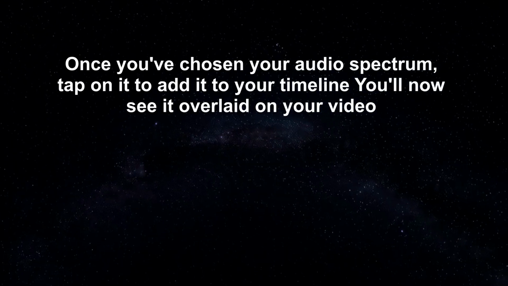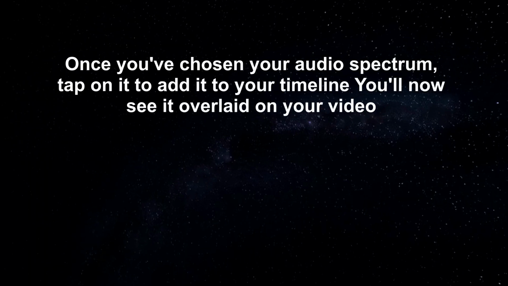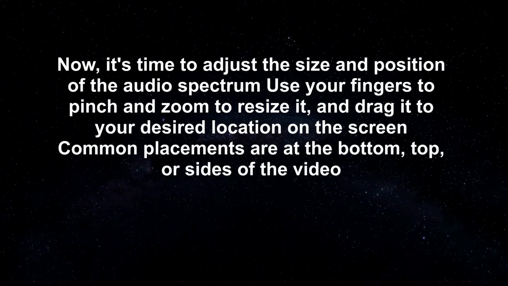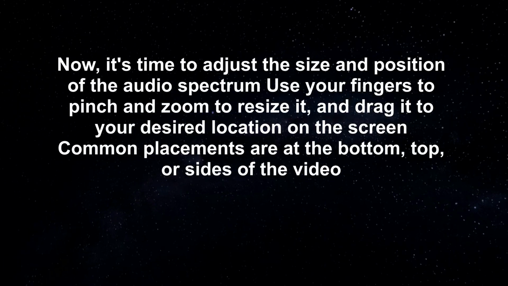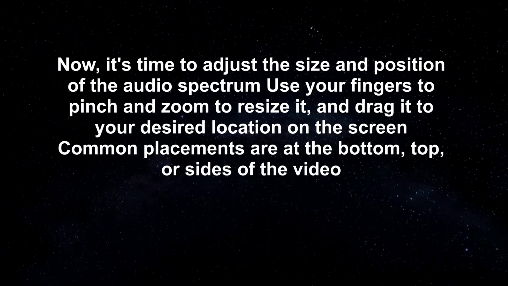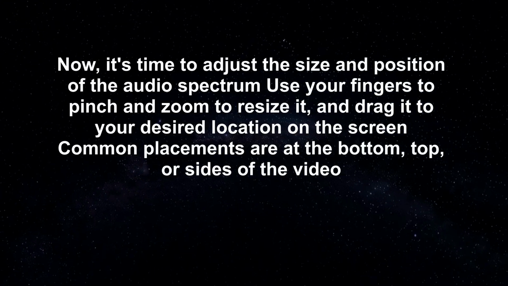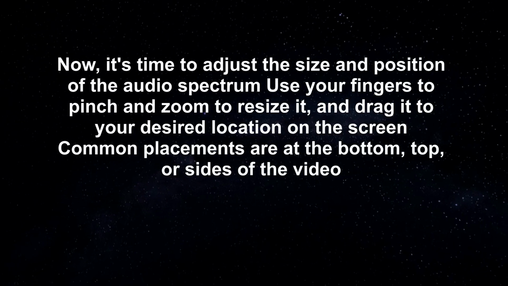Once you've chosen your audio spectrum, tap on it to add it to your timeline. You'll now see it overlaid on your video. Now, it's time to adjust the size and position of the audio spectrum. Use your fingers to pinch and zoom to resize it, and drag it to your desired location on the screen. Common placements are at the bottom, top, or sides of the video.